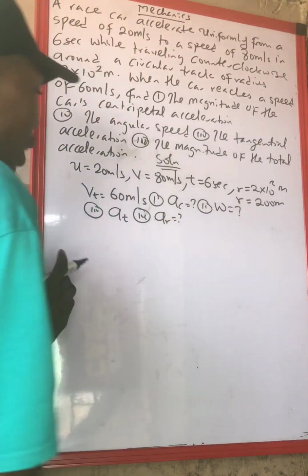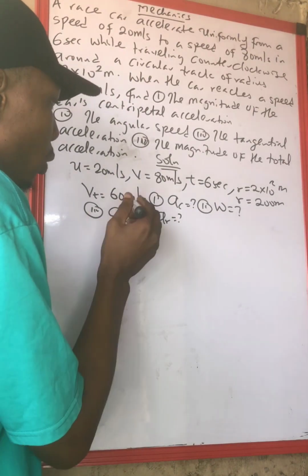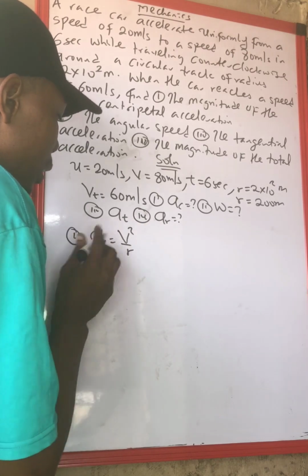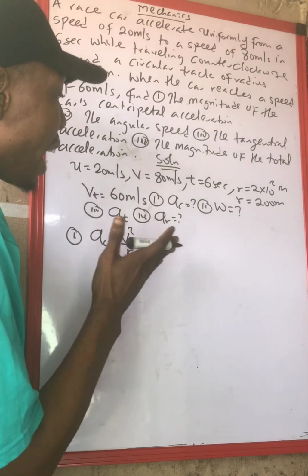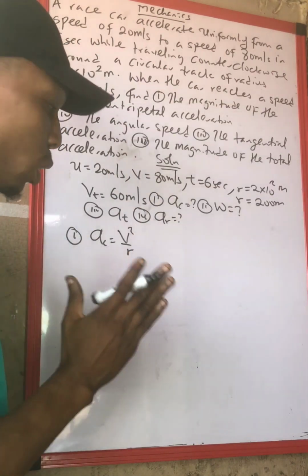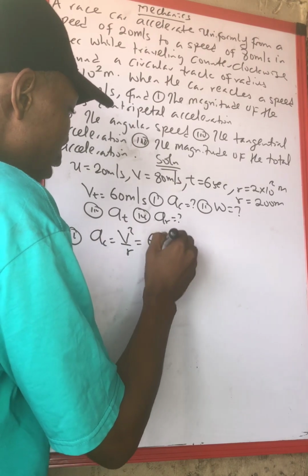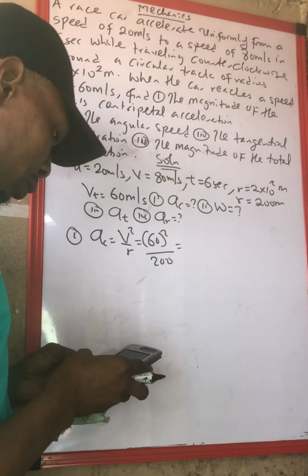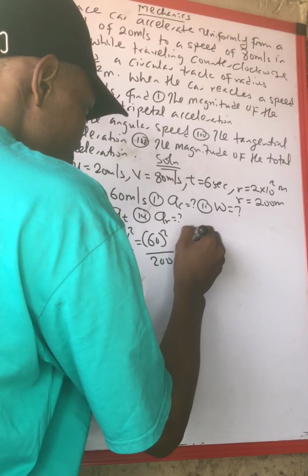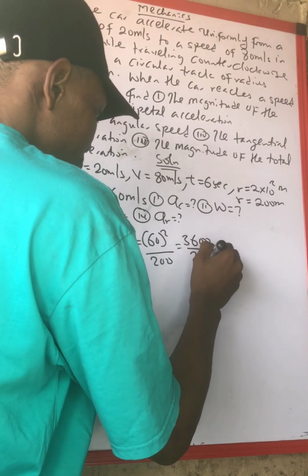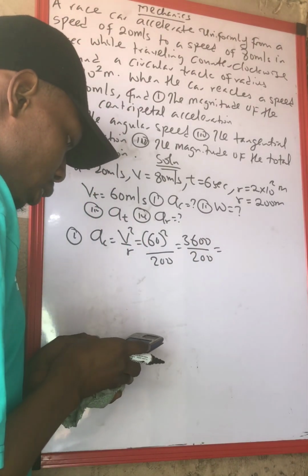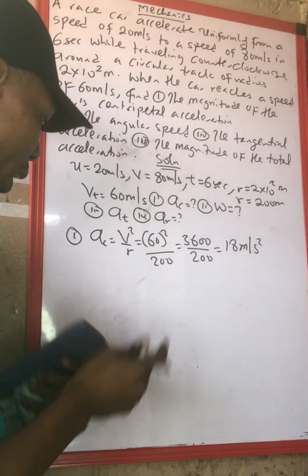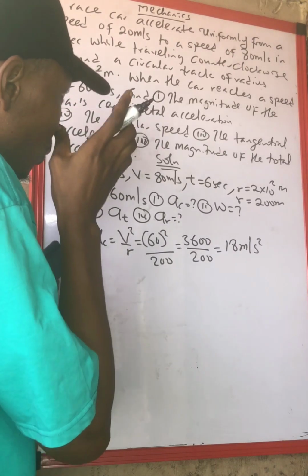All right, now this time around, to get our AC is V squared over R. Okay, take note, this velocity you have to use is the final, which is the total overall velocity. Now it becomes 60 squared, then all over 200. Now 60 squared is going to give us 3600, divided by 200. So it's going to give us 18 meters per second squared. That's number one.